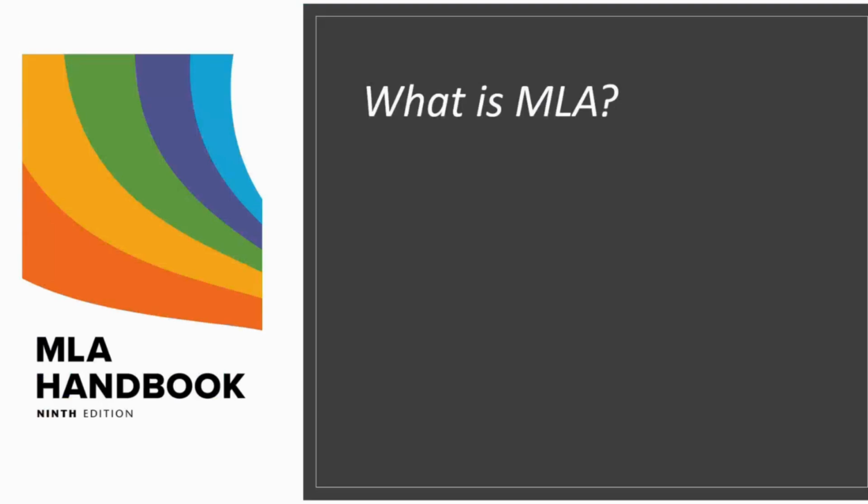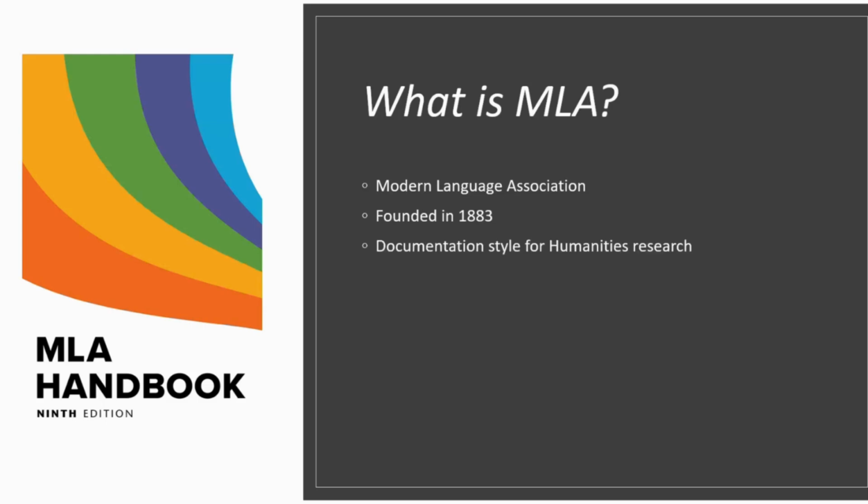Okay, what is MLA? Well, MLA stands for the Modern Language Association, which was founded in 1883. Different associations that represent different disciplines of study often have their own preferred rules for how to format texts and cite sources. The Modern Language Association is a documentation style usually used in humanities research. The humanities refers to disciplines like English, literature, languages, philosophy, and the fine arts. However, please use the style specified for your particular course, as instructors' preferences can differ even in these disciplines.